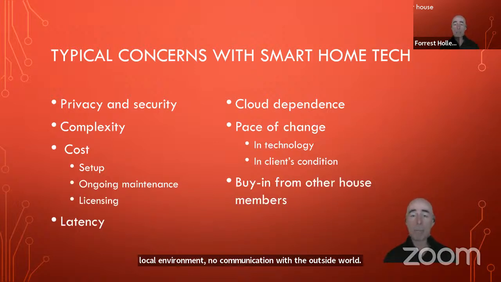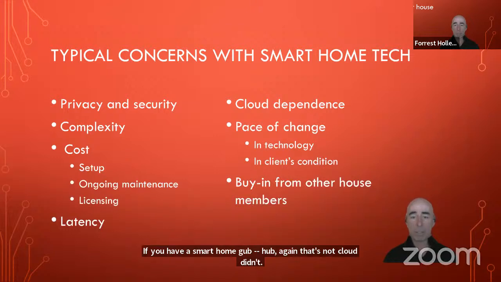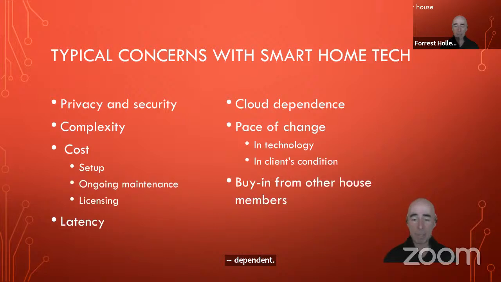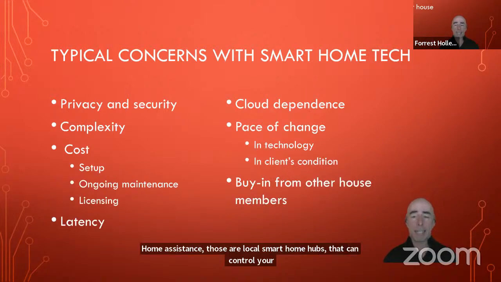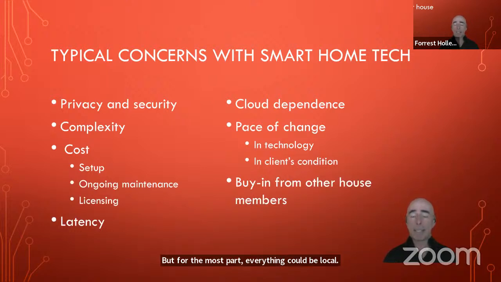If you have a smart home hub, again, that is not cloud dependent. So Home Assistant and Habitat, I mentioned earlier, those are purely local smart home hubs. You can control your entire environment without ever having an internet connection. The only time you need an internet connection is for adding new device drivers or updating software from time to time. But for the most part, everything can be local. So there are ways of mitigating that cloud dependence.